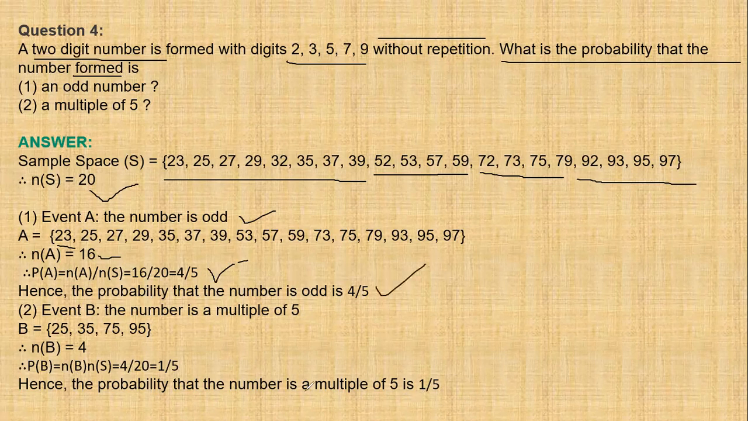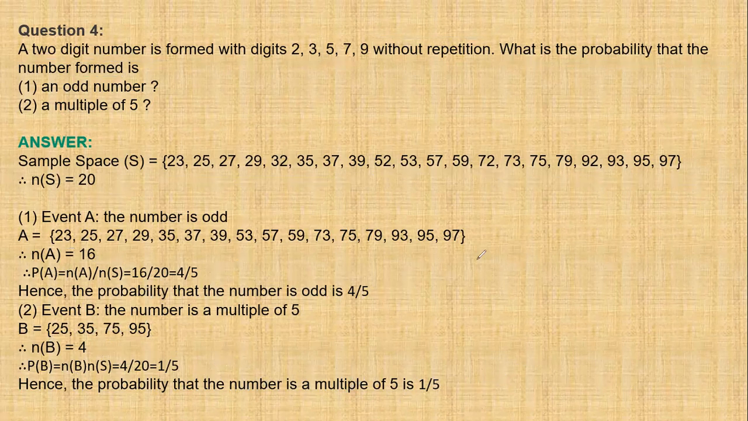Event B, a multiple of 5: 25, 35, 75, 95. These numbers are the multiples of 5. It is a total of 4. 4 upon 20 is 1 upon 5. So, therefore, the probability that the number is a multiple of 5 is 1 upon 5. So, that is your answer.